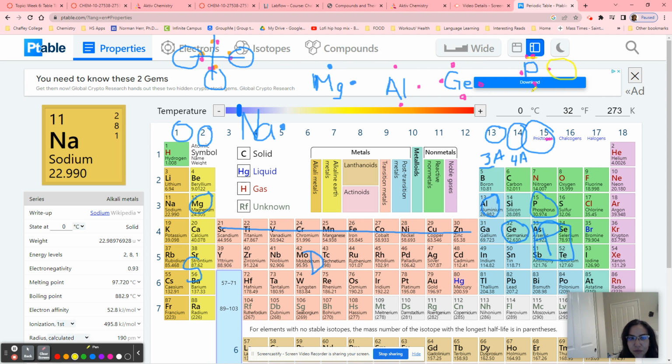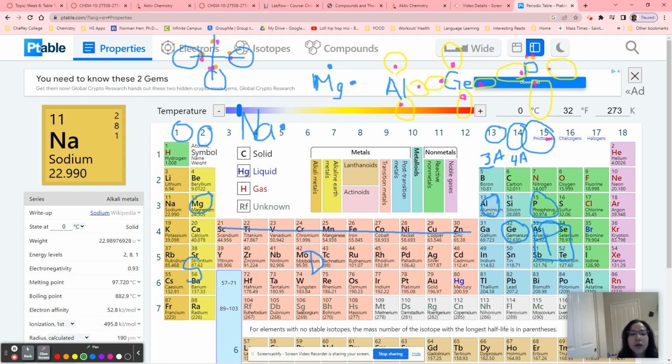So it can bond 1, 2, and 3 times, right? While germanium could bond 1, 2, 3, 4. Aluminum could also bond 1, 2, 3 times, right? So looking at aluminum and phosphorus now, they both could bond 3 times. 1, 2, 3, 1, 2, 3. So why do they have a different charge? Why is it that aluminum, which is in the same area as phosphorus, is going to make a positive charge, while phosphorus is going to make a negative charge?